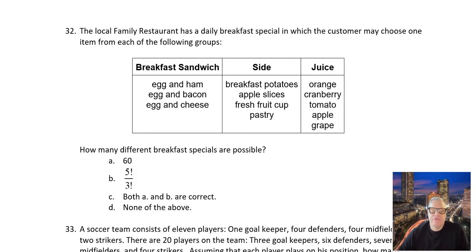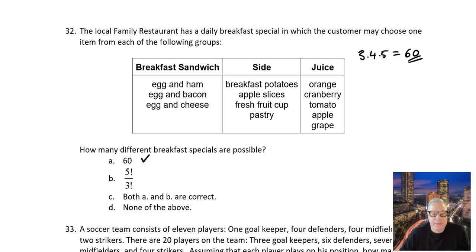Okay, so the local family restaurant has a daily breakfast special in which the customers may choose one item from each of the following groups. How many different breakfast specials are possible? Well, in this case you can choose 3 and then 4 and then 5. So the answer is 3 times 4 times 5, which is 60. So that is definitely correct.